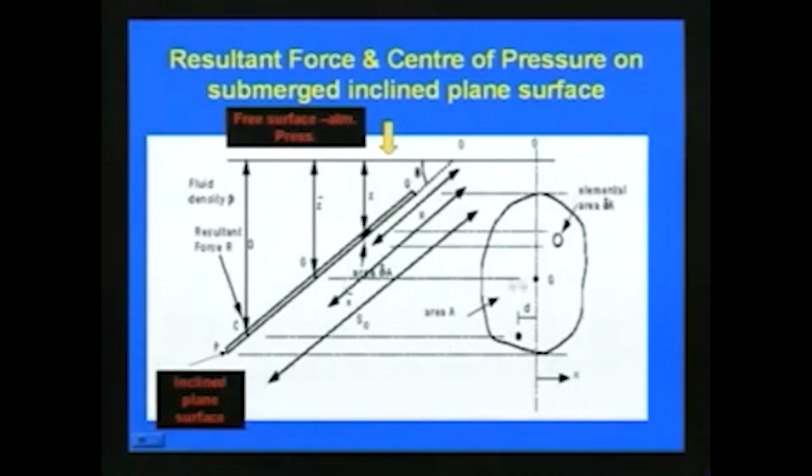The element we are considering is at depth Z, as you can see in this slide. The depth to the centroid of the total area from the top is Z bar, and the resultant force is R. In the next slide we will see how to determine this resultant force. This inclined plane surface is inclined at an angle theta, as shown in this slide.